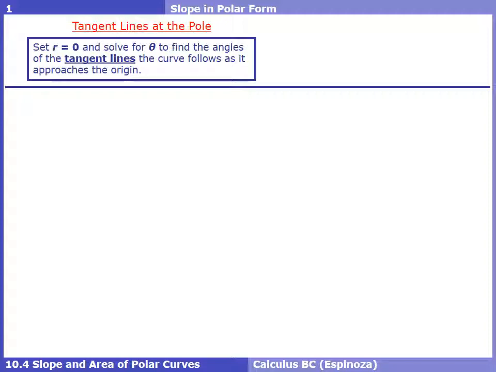These are not the tangent lines like we've been used to finding, like the dy/dx version of tangent lines. These tangent lines are the lines that the curve follows as it approaches the origin, and we'll do a visual of that so you can see what that looks like.